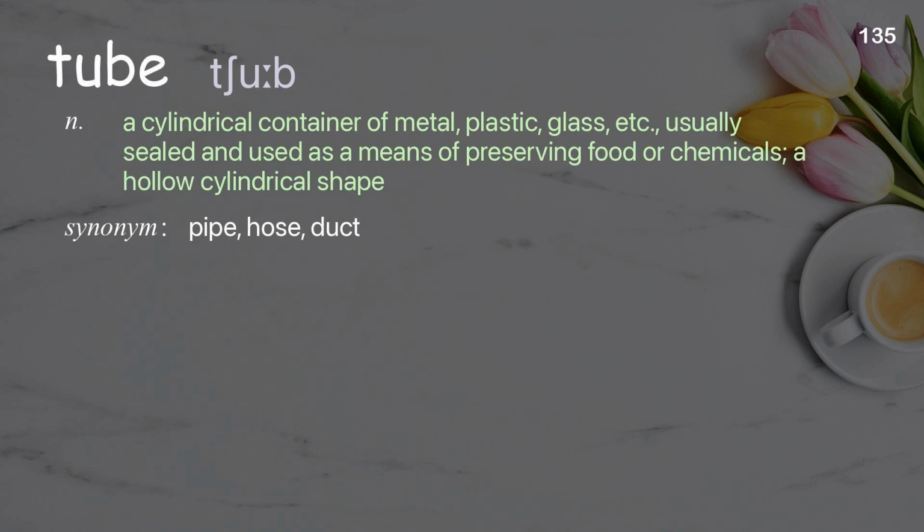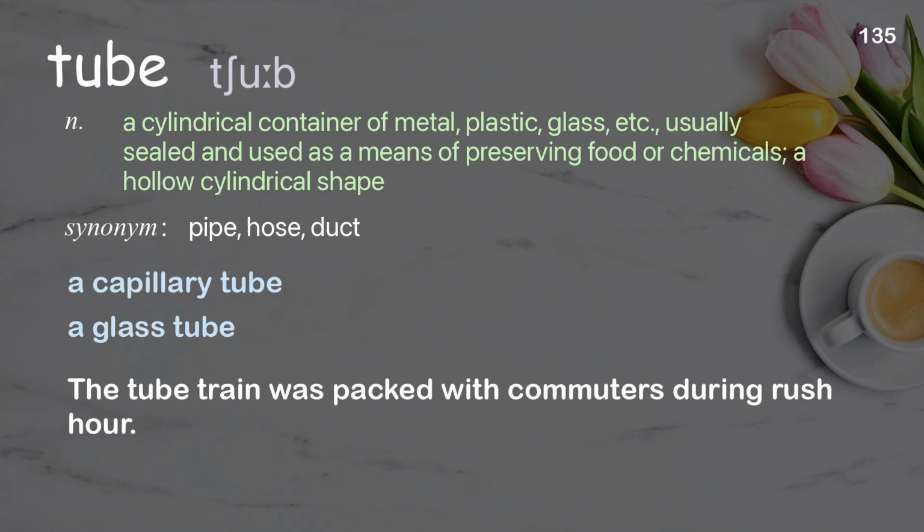Tube. A cylindrical container of metal, plastic, glass, etc., usually sealed and used as a means of preserving food or chemicals, a hollow cylindrical shape. Examples: A capillary tube. A glass tube. The tube train was packed with commuters during rush hour.